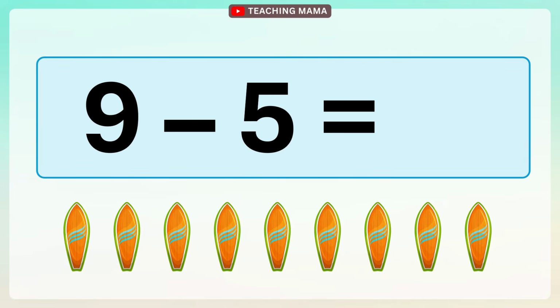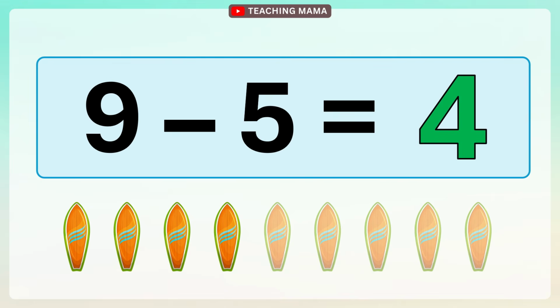9 minus 5 equals. What is the answer? The correct answer is 4.